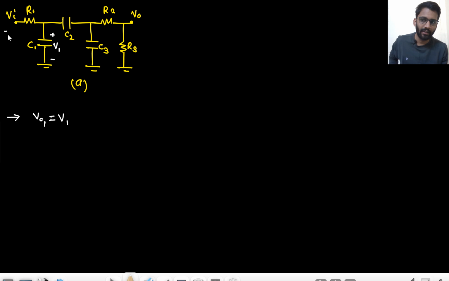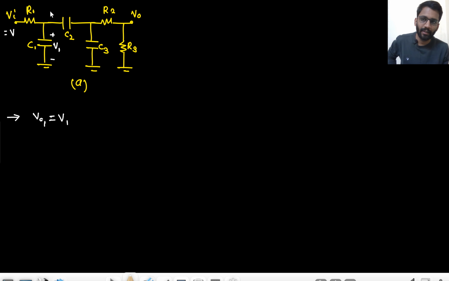Vin is also an independent voltage, let's just assume it is V. So this is also an independent voltage because it will be some 5 volt, 6 volt, 2 volt, 3 volt. Now I am giving from my side V1 voltage to C1. Now can I write the potential of VC2 and VC3 in terms of V1 and Vin? For now I can't write.